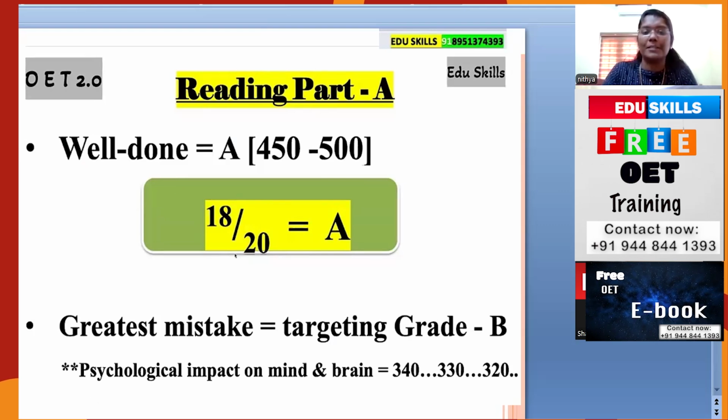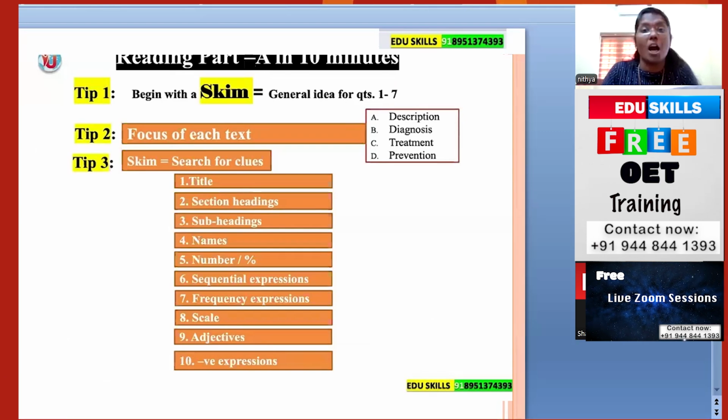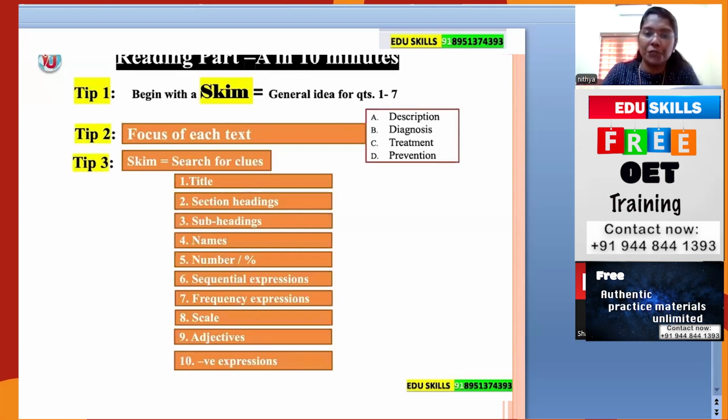What is the greatest mistake? Targeting grade B. That is the greatest mistake. Never aim for grade B. Our aim should be grade A. Everyone knows what we have taught all these days about reading part A. According to our Father's strategy, we need to finish within 10 minutes. Our EduSkill promotes the 10 minutes strategy.